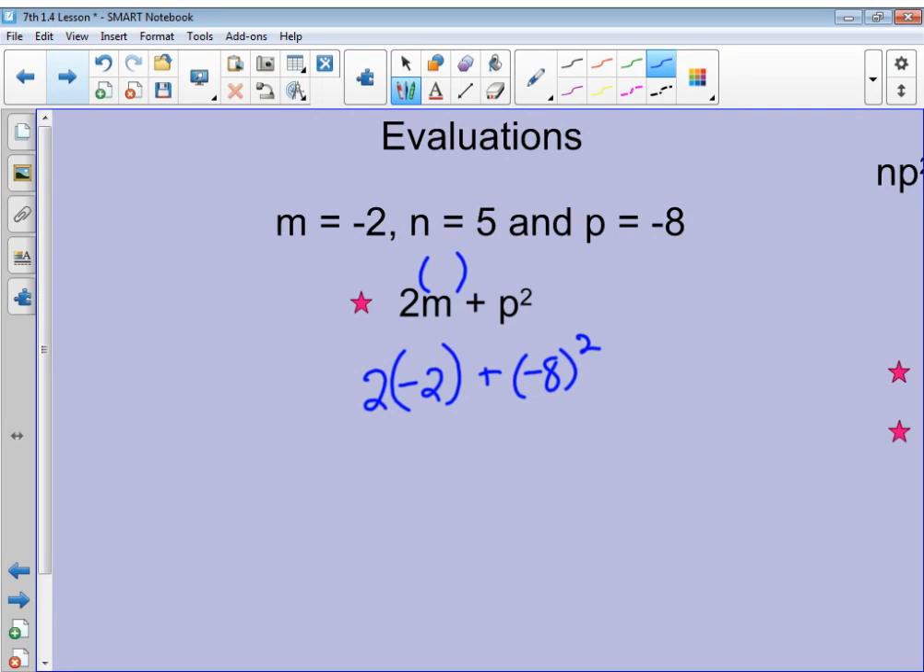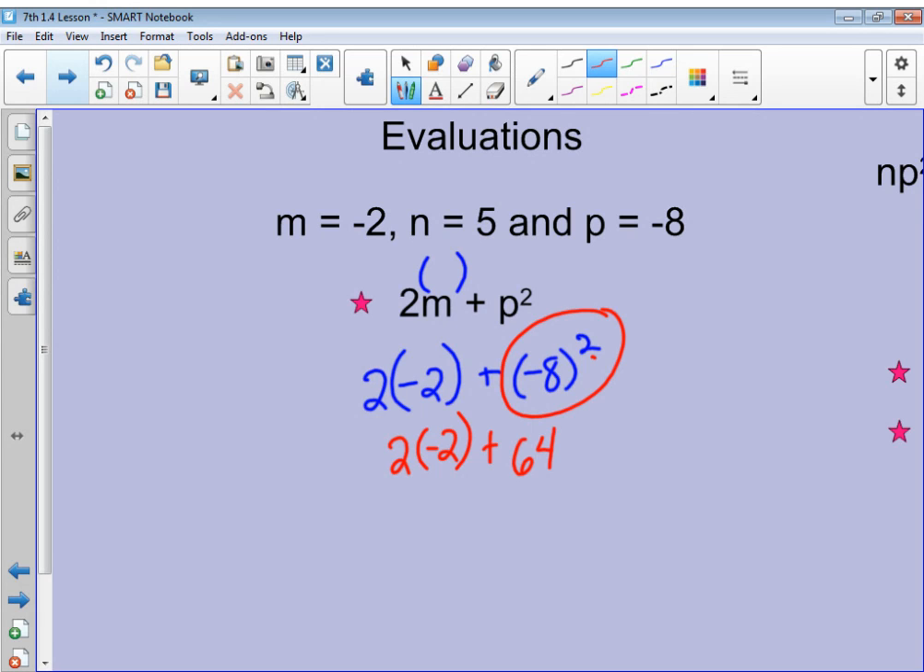Okay, so now we're going to simplify. Parentheses: our parentheses here are just identifying integers. Exponents, so we're going to go ahead and simplify this part. Okay, so even number, it's going to be positive. 8 squared is 64. And I'm just writing everything down. Parentheses is done, exponents is done.